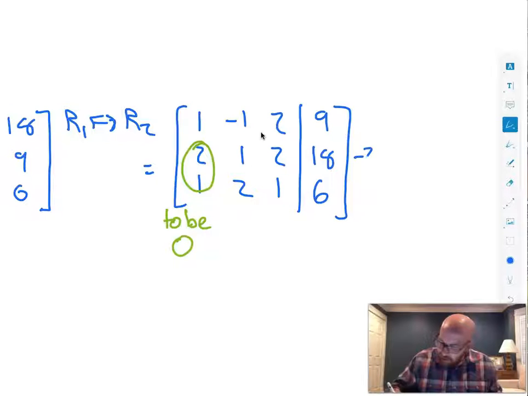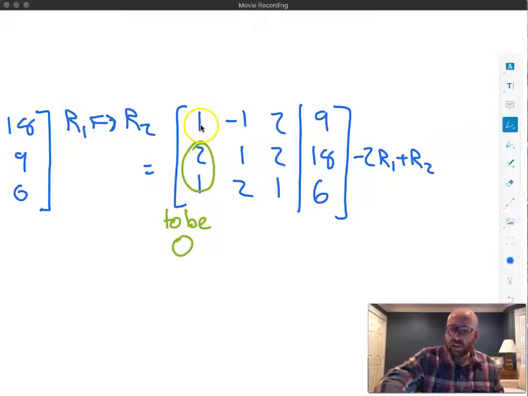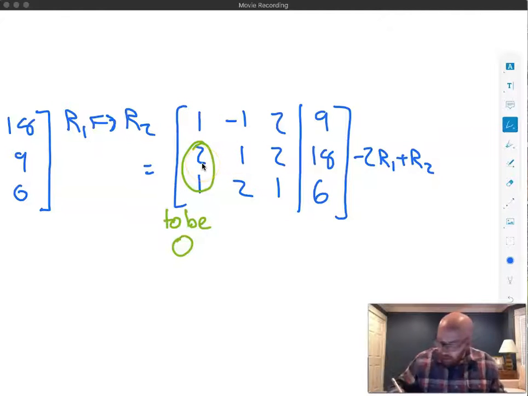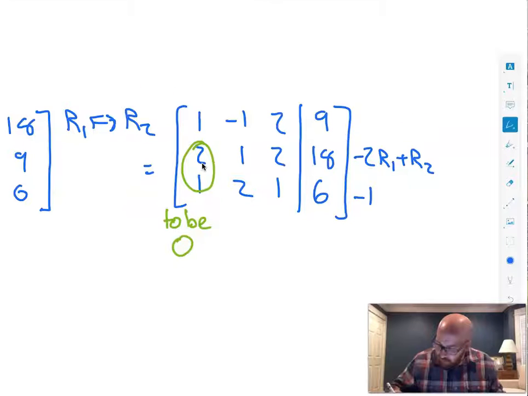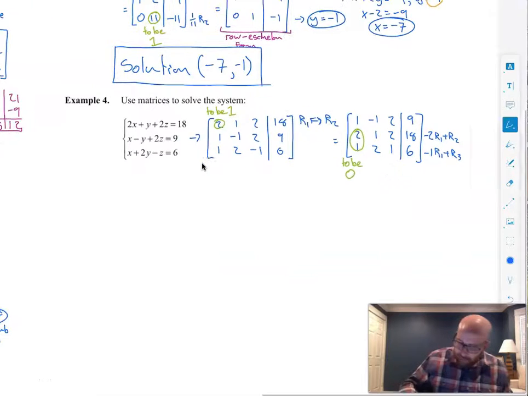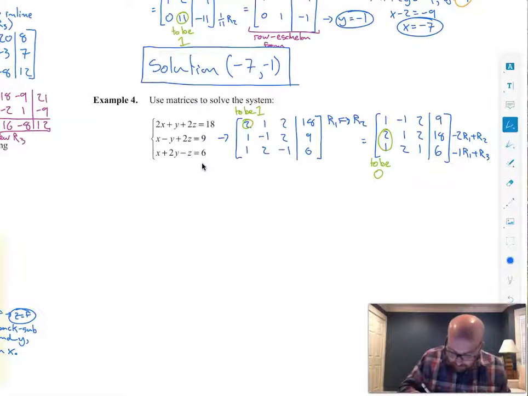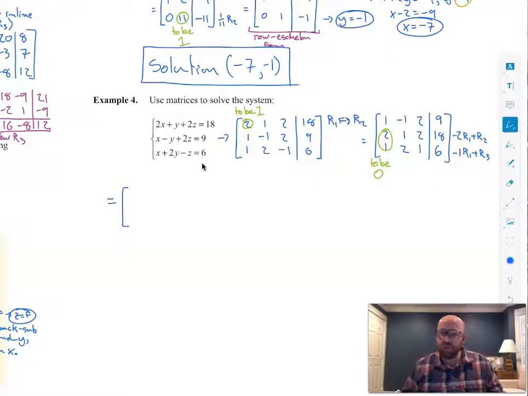I'm going to take negative 2 times row 1 and add it to row 2. So that's going to give me a negative 2 here, combined with a positive 2 is 0. Then I'm going to take negative 1 times row 1 and add it to row 3. And that's going to give me the augmented matrix. I'm going to write this out now in rows instead.